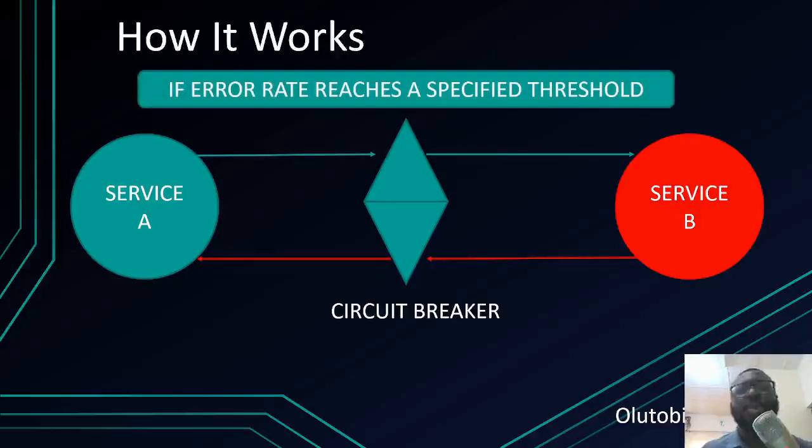So what happens if that error rate reaches a specified threshold? Maybe the error rate is now 70% of the requests are having an error response, or 80% of the requests are having an error response, or 50% of the requests are having an error response, depending on the configuration of the circuit breaker. What happens when that happens?